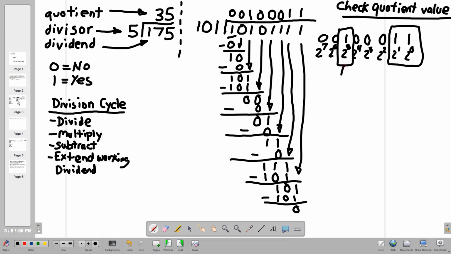And 2 to the 5th power is a value of 32. And then the value 2 to the 1st power is 2. And then 2 to the 0 power is the value 1. And when you add this up, it's the value 35. And this is what we wanted to show.